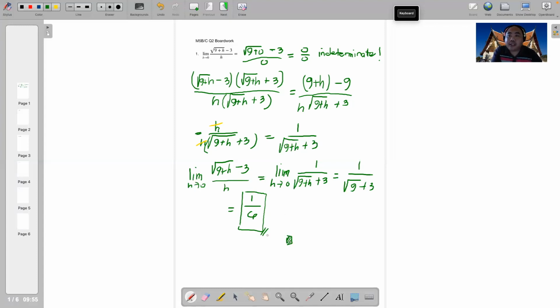For this problem, I'd like you to take note of what we did, which is we multiplied by the binomial conjugate of the numerator so that we can find an alternative function that is equivalent to the original function, and yet when we do substitution with the limit, we will reach a not indeterminate form. Okay. Now let's go to the second example.